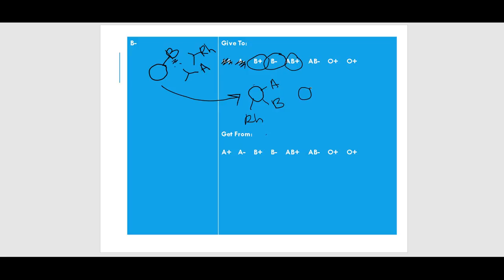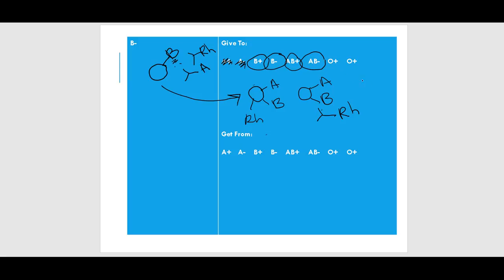AB negative blood has A and B, no Rh, so we can assume sensitization and say that there's an Rh antibody. But we could still put these B negative blood cells in and we wouldn't have a problem because there's no antibody present here that would attack this B. So AB negative is also okay.